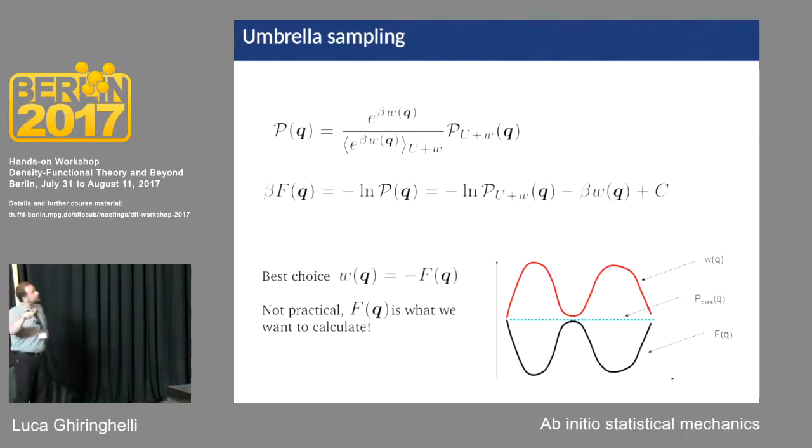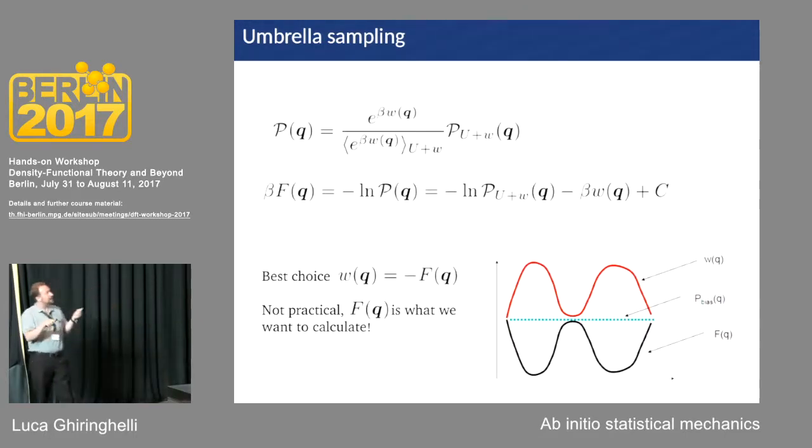Now, the best solution, the best choice for W, is that it is equal to minus the final free energy, because basically this probability here would be flat. So you would sample all the configurations with equal probability. And this is always the best, because there is no part of the configurational space that is visited less and has less statistics because the probability to get there is smaller.